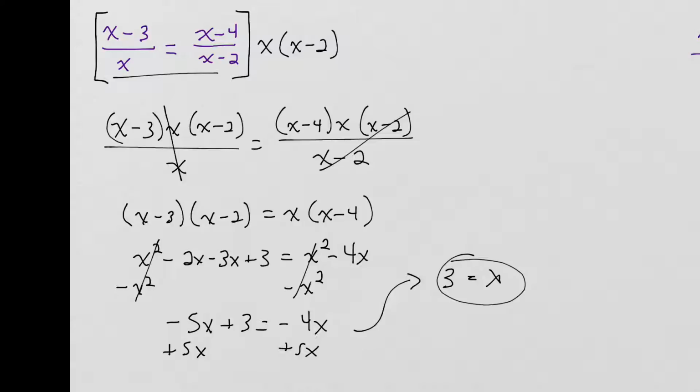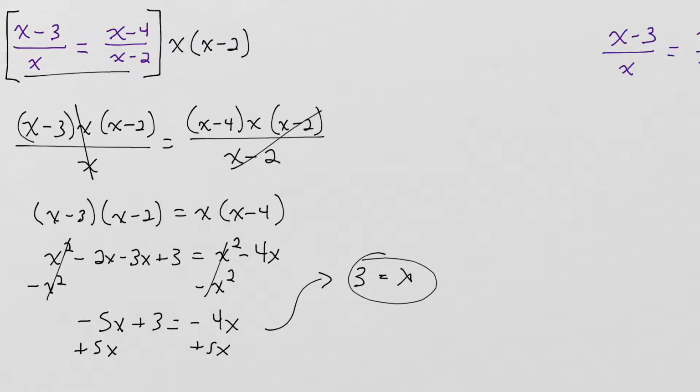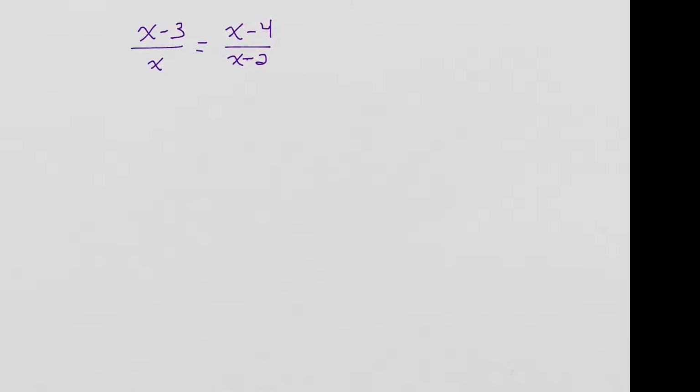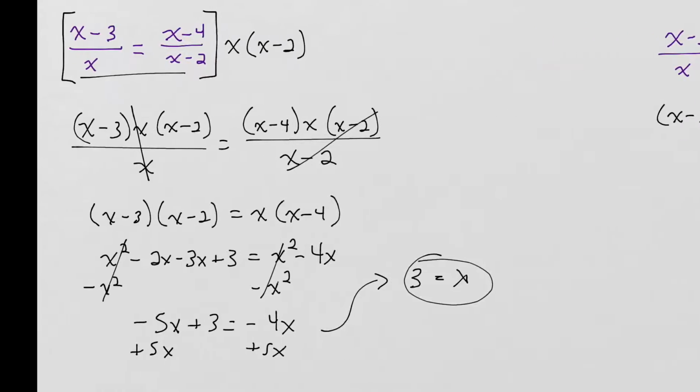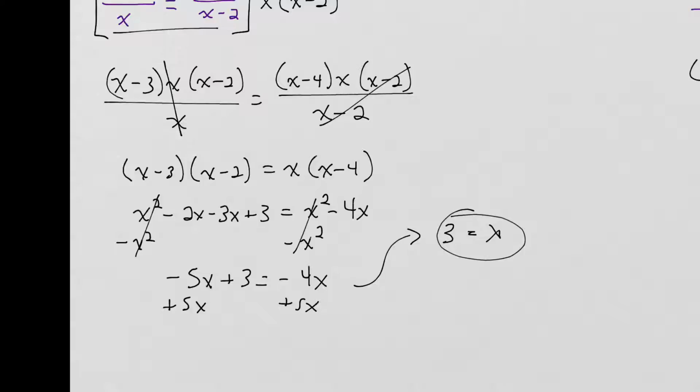Okay. There is another way to solve this one, though. So let me just pan over here to another copy of the equation. This is a ratio. So when I have things in a ratio, one fraction equal to another, I can cross multiply. And so I will get x minus 3 times x minus 2 equals x times x minus 4. And if you notice, that's the same exact thing as I had right over here. And so we'll end up solving the same exact way.